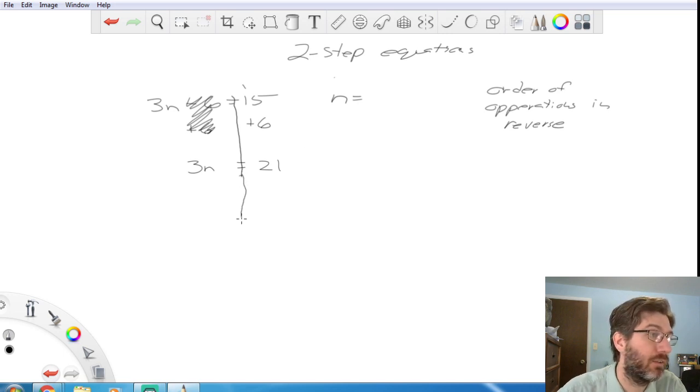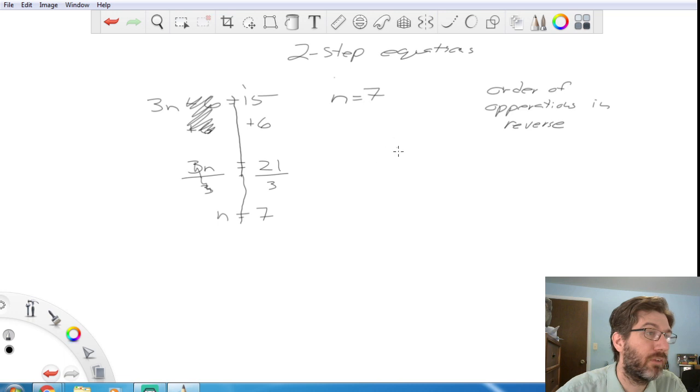You can continue your line down. In this case, we have 3 times n, so we want to do the inverse, which is going to be dividing by 3. So I'm going to divide this by 3, and I'm going to divide this by 3. Over here, my 3's are going to cancel. I'm left with n. 21 divided by 3 gives me 7, so n equals 7.